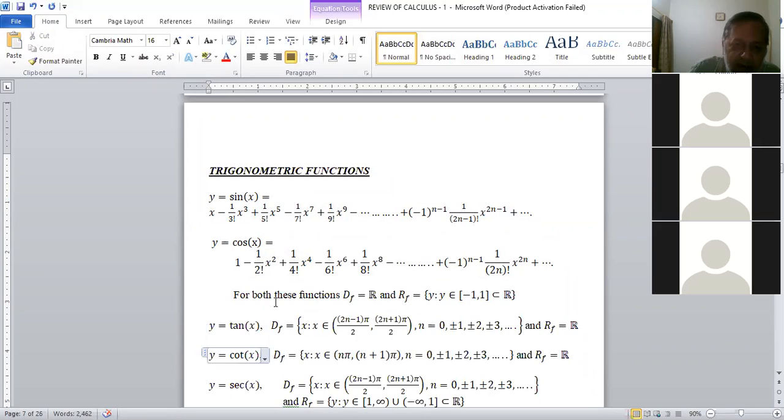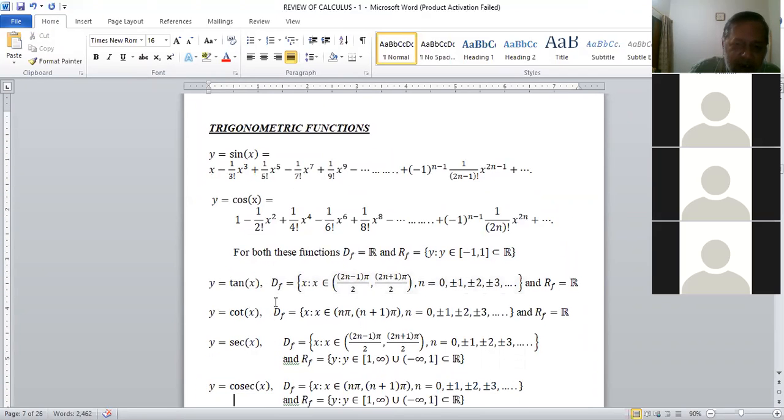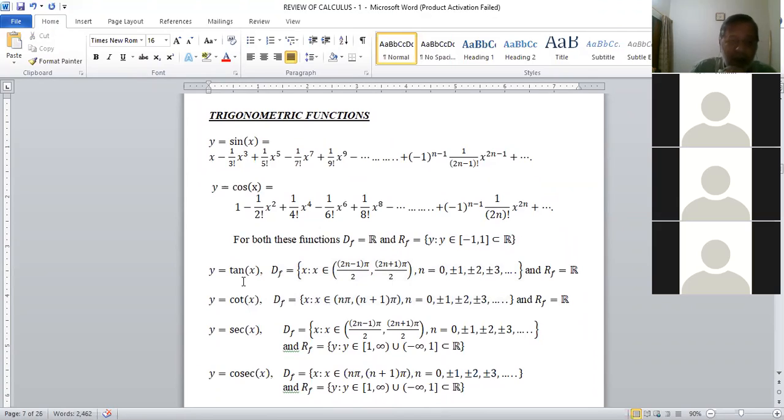Tangent, of course, I have not mentioned, and we don't usually go to try finding out polynomial expansion of tangent and cotangent. That's a tedious job, but we know that this is sine upon cosine. That is a ratio of two trigonometric functions or two transcendental functions. So it has to be transcendental, whether we are able to find out that finite polynomial representing tangent or not. But we should know the domain and the range for tangent, cotangent, secant, cosecant.